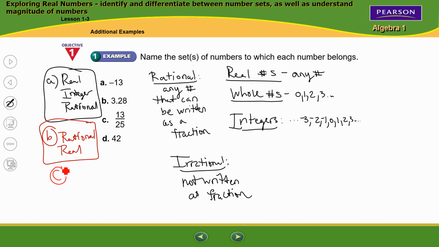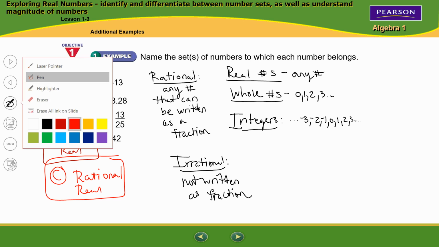Part C. 13/25. So we got a fraction here. So automatically fractions become rational. Is it real? Oh yeah. They're all real. Is it irrational? No, because it's rational. Is it an integer? No, because it's a fraction. And is it a whole number? No, because it's a fraction. Cool beans. And last one, which I'm going to hopefully fit on the other side without messing this up.